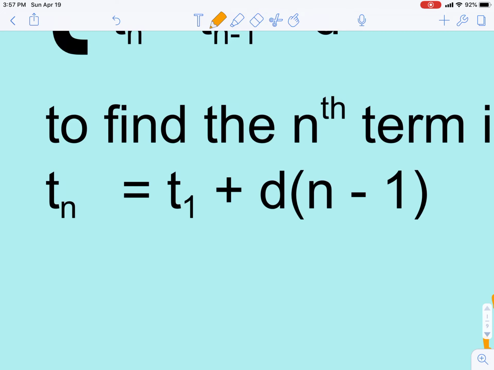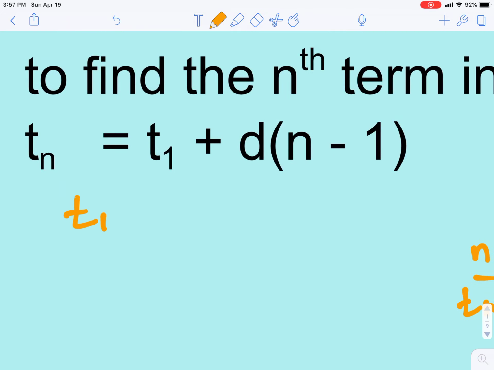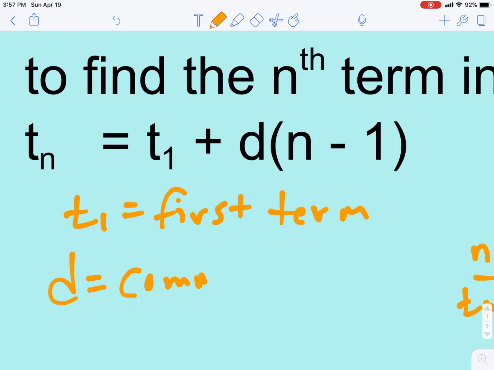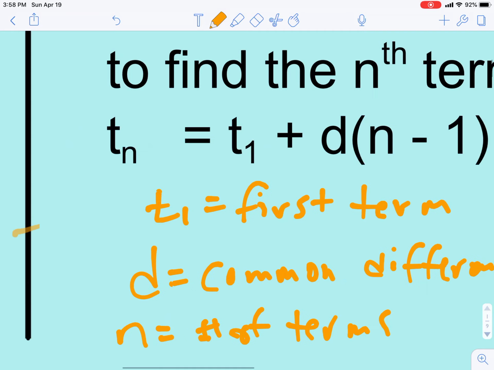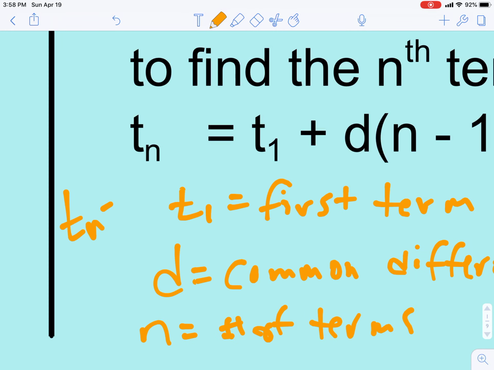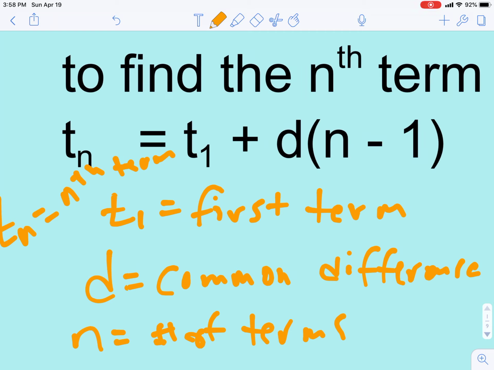Okay, so a couple things with this one. T1 is the first term or term 1. D is common difference. N is number of terms that we're trying to find out. Okay, so you might want to write that down, because that's going to be super easy. Oh, and then Tn is just the nth term. We're going to be using like T of 19, stuff like that as we go through. But T1 is the first term, D is common difference, and N is number of terms.